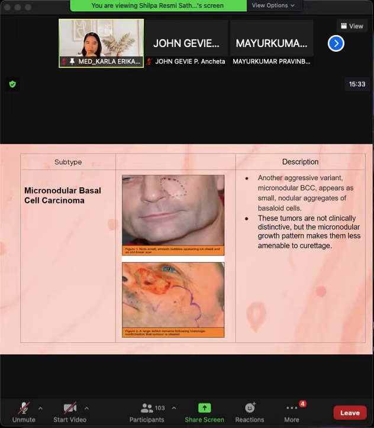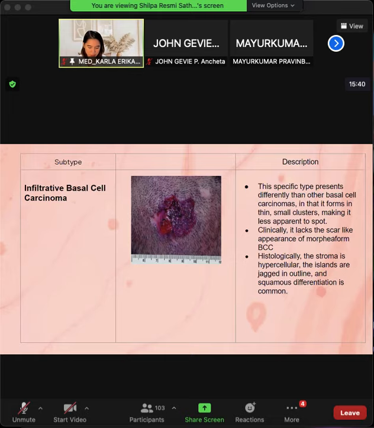Next slide. So next is infiltrative BCC. This specific type presents differently than other BCC in that it is formed in thin, small clusters, making it less apparent to spot. Clinically, it lacks the scar-like appearance of morphiform BCC. Histologically, the stroma is hypercellular, the islands are jagged in outline, and squamous differentiation is common. Next slide, please.